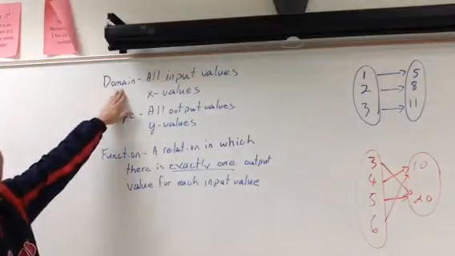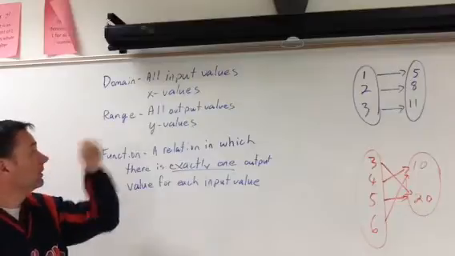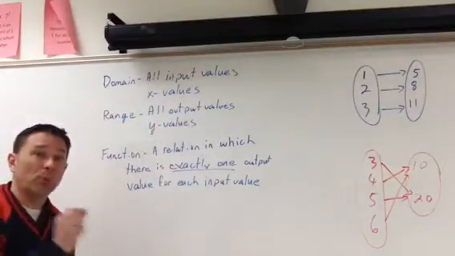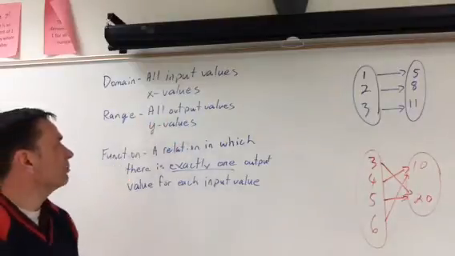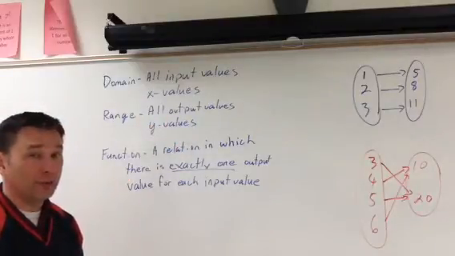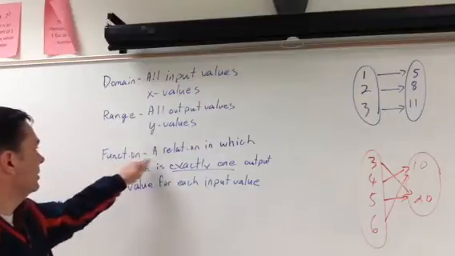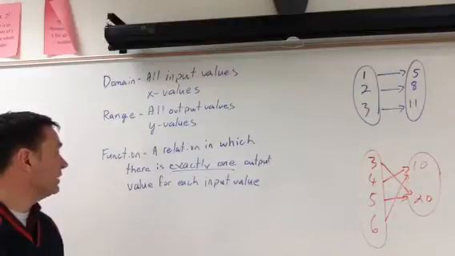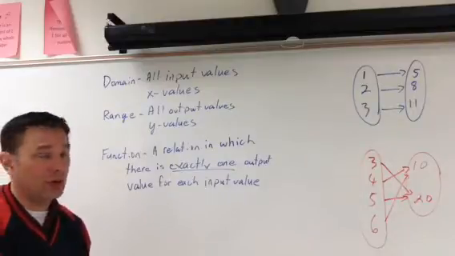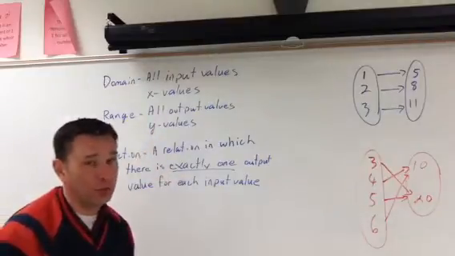To start with, domain: all input values of a relation. They're your x values. It's what we put into our function. The range: all the output values, the y values. Everything that comes out, our finished product. Function: a relation in which there is exactly one output for each input value. So think about this one. Copy these definitions down and have them in your notes.